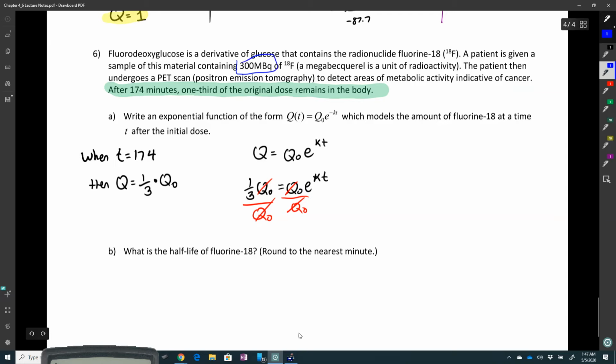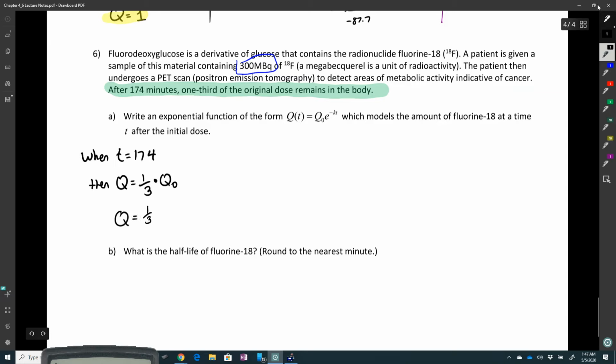So they gave us 300. Let's go ahead and work that out. Q is equal to 1/3 times 300, which is equal to 100. How nice. So I know my variables now. I know T is 174, Q is 100, Q naught is 300, and now all I've got to do is solve for K.